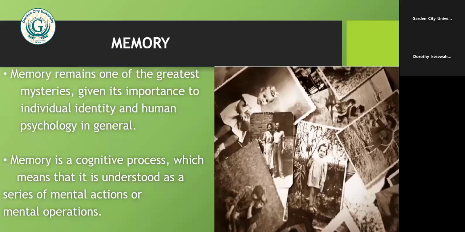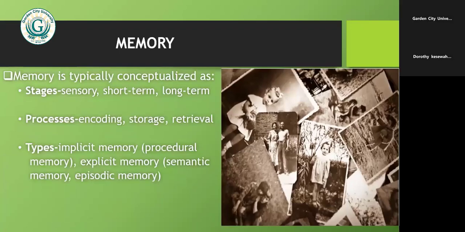So therefore, we always say that memory remains one of the greatest mysteries, giving it importance to individual identity and human psychology. Right? Memory is what? A cognitive process. Cognitive process, which means that it is what? Understood as a series of mental actions or mental operations. True or false? Very true. Exactly. Good.